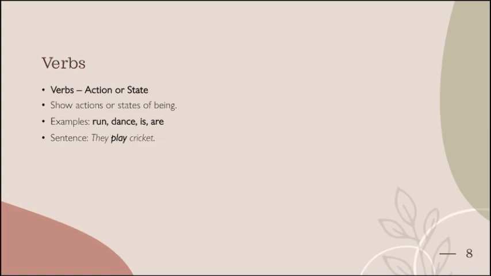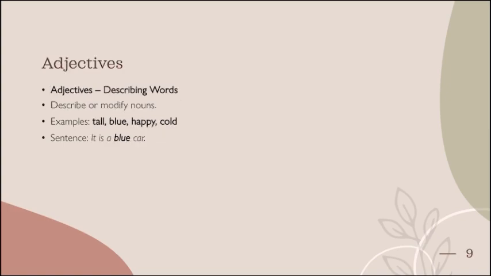The third part of speech is verbs. Verbs are nothing but the action words, which tell about the action or state of being of a noun. For example, run, dance, is, or are are considered verbs. They play cricket. Here, they is a pronoun, right? Play is nothing but the action word which describes a noun. Hence, it is considered a verb.